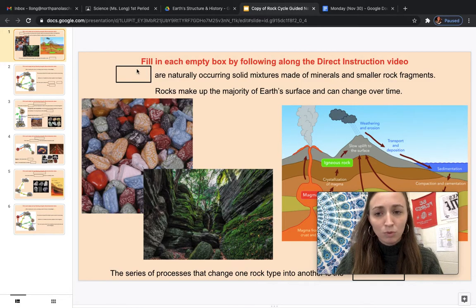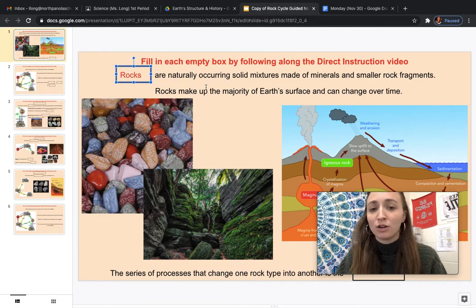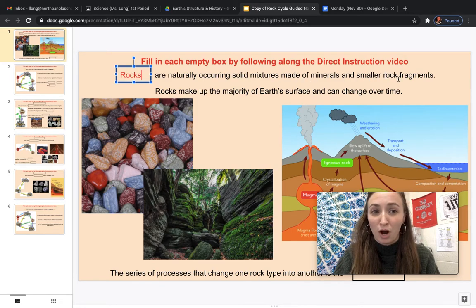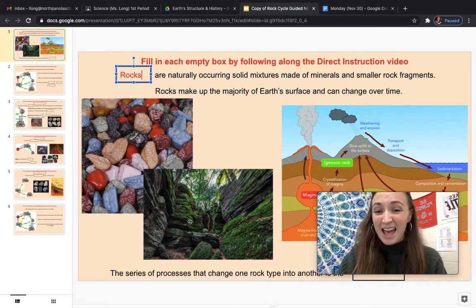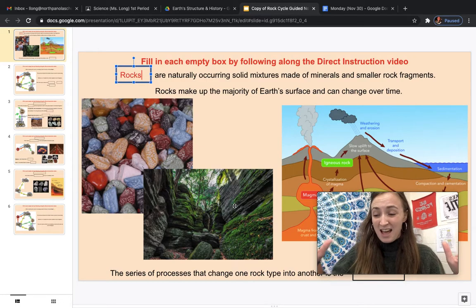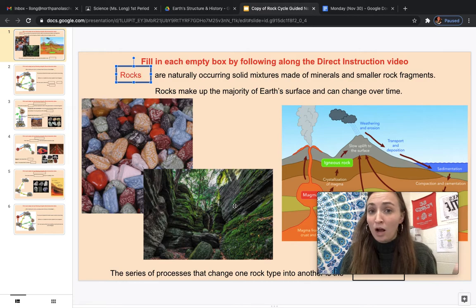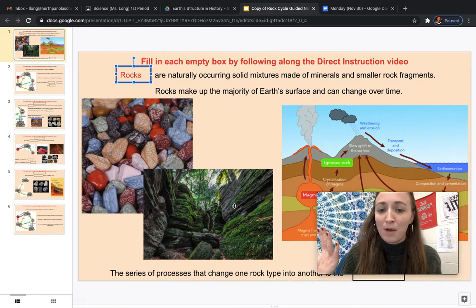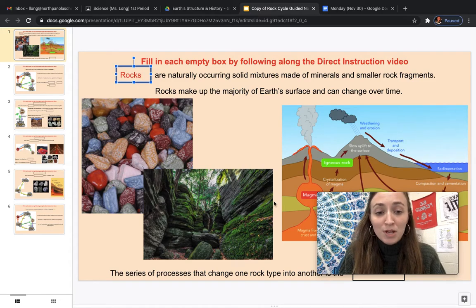So first, what the heck are even rocks? So rocks are naturally occurring solid mixtures made of minerals and just smaller rock fragments. So we've all seen a rock, I hope. This is some pretty cool looking rocks. And honestly, everything that is the Earth's surface is at one point or another a rock or is about to become a rock. Maybe you haven't thought about it that way, but it's true. So we should be familiar with rocks.